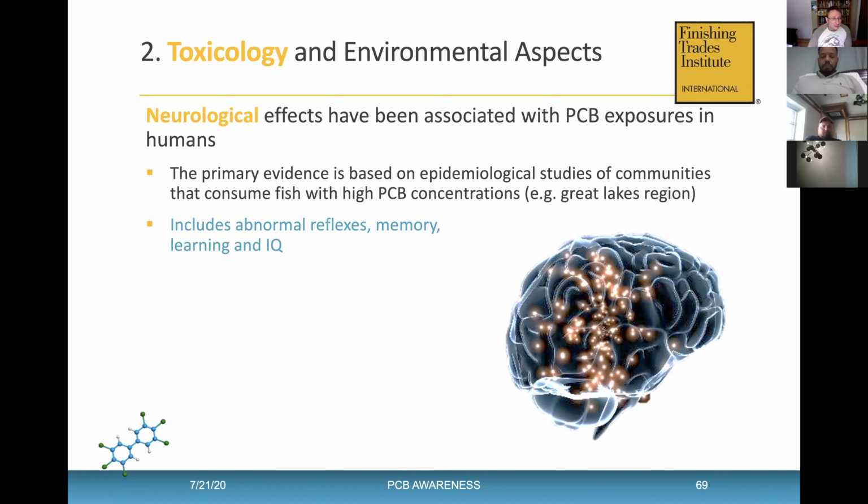So one thing I'll point out, that second bullet includes abnormal reflexes, memory, learning. Reflexes. I'm pretty sure painters get up on ladders every now and then, yes? So you need agility and flexibility and reflexes for that kind of work. Even if you set your ladder up and work in a safe way, it still requires balance and all that other stuff. So what if those physical attributes are damaged because of PCBs?